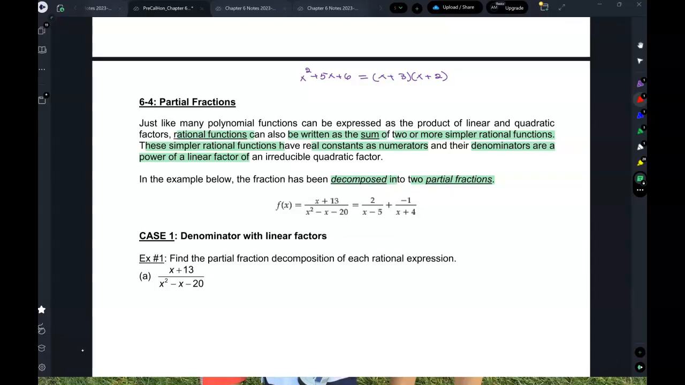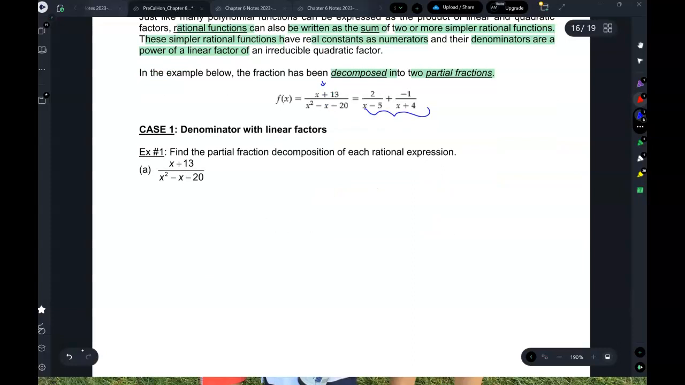And just like here, where this gets broken down into two simpler binomials, this rational expression, x plus 3 over the denominator, gets decomposed into two simpler fractions that when added together give you this more complicated one. All right, so that's what we're going to do. We're actually going to start with that one and see how that works. I've broken this down into different cases of the problems that you're going to see.